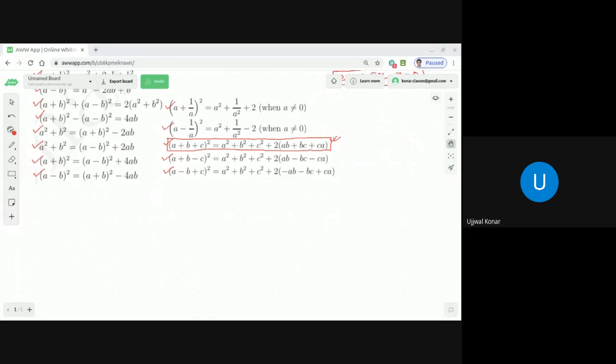Now, if I ask you what will be the formula for (a minus b minus c) whole square, what will it be? Would you please tell me what it will be? Could you please do it and let me know? You can take a couple of minutes.